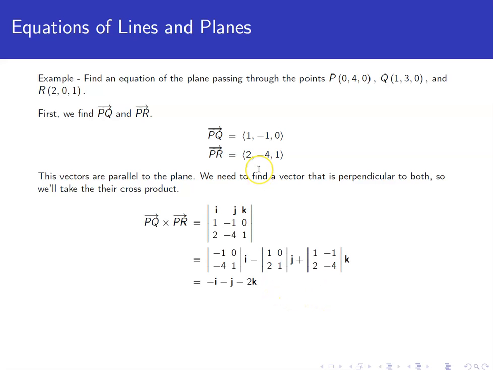So going through our process for finding cross product, going through all that work, we should see that the vector minus i minus j minus 2k is perpendicular to both of the vectors that we have up here. Any scalar multiple of this vector will work. Since they all have minuses, and I'd rather have pluses just for aesthetic reasons, I can multiply by negative 1 and change them to all pluses. So 1, 1, 2 will work as a normal vector. You should be able to see that, right? If I take 1, 1, 2 and dot it with 1, negative 1, 0, I get 0. If I dot it with 2, negative 4, 1, I get 0.